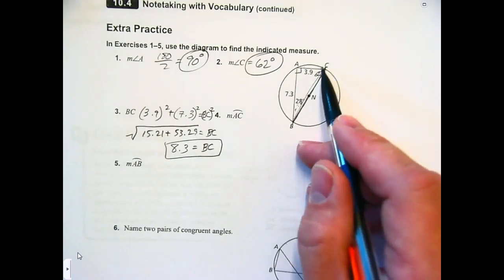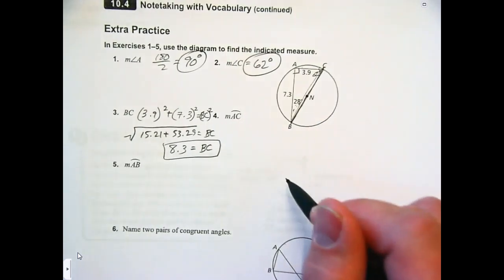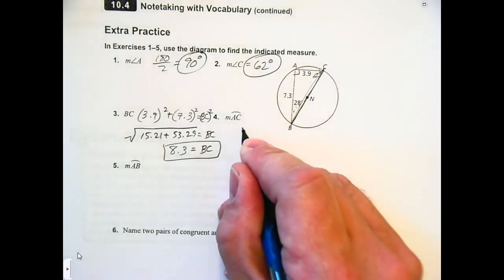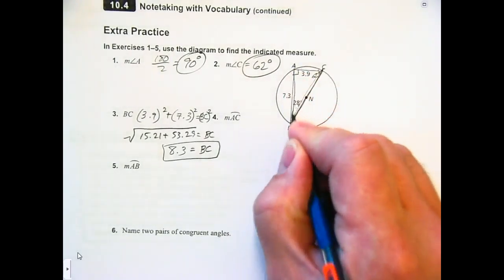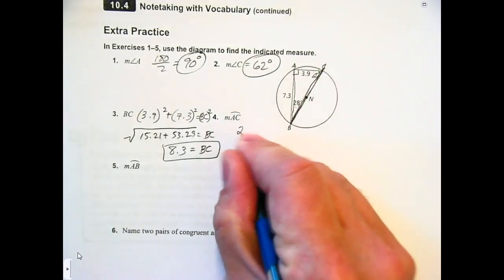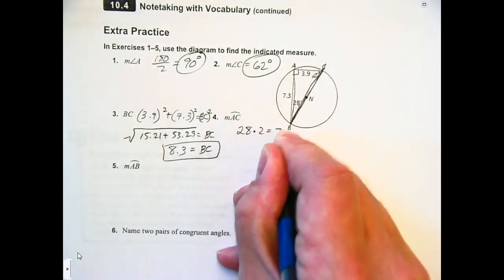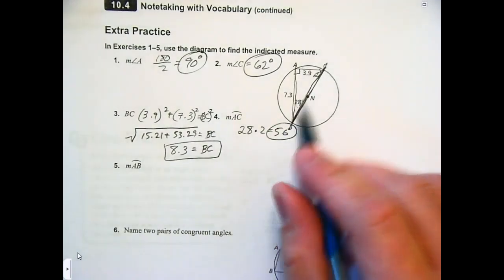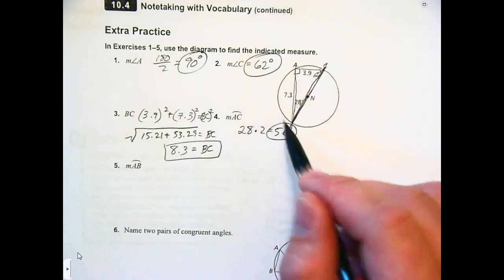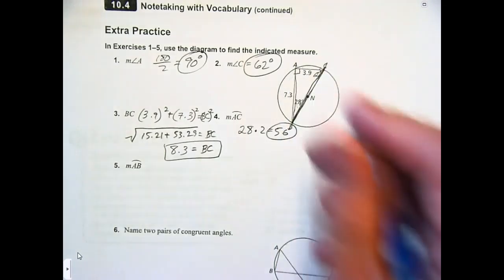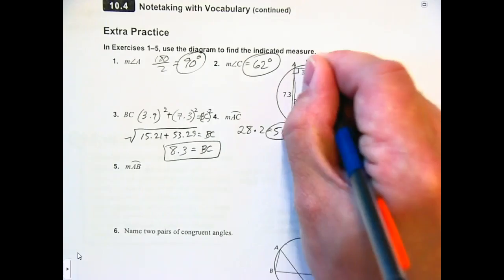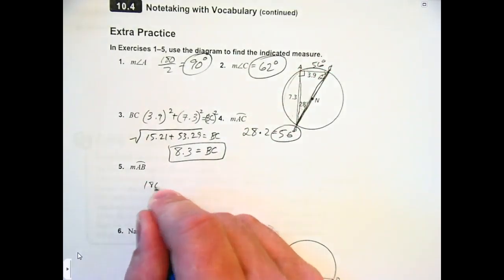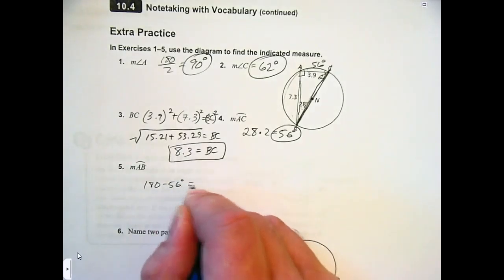AC. You figure out what happened? I'll have to come back and look over it. Yeah, what did you get? 56. 56, how did you get that? I multiplied 28 times 2 because the measure of the inscribed angle is half the arc. That is 56. Good. All right, arc AB. If this is 56, this whole thing is how much? 180. 180 minus 56 is 124.